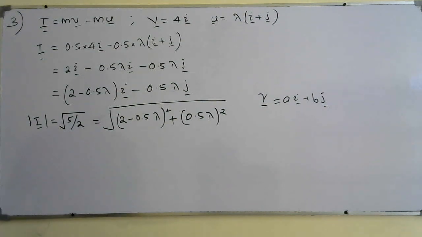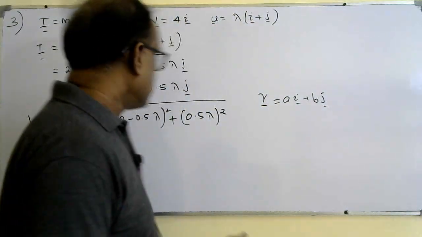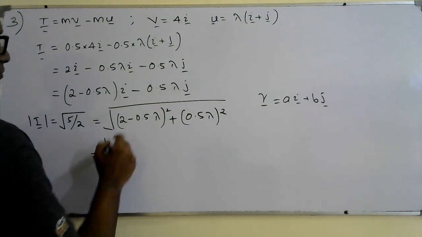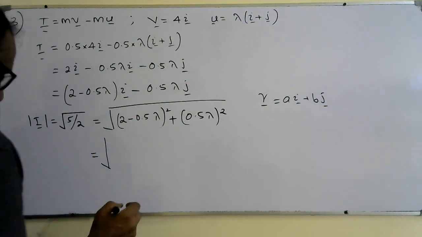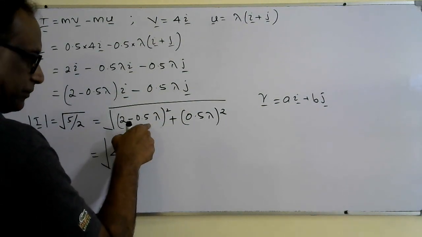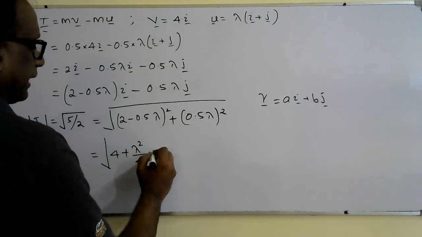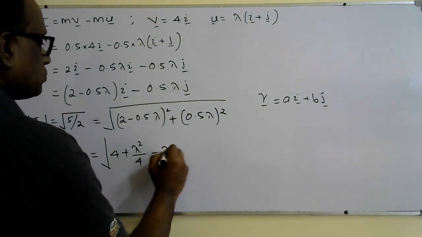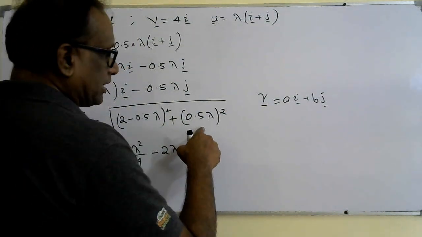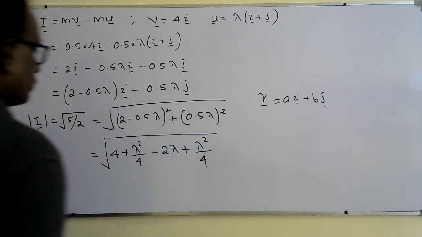Okay, so we'll solve it. 0.5 lambda is easy to handle with fractions, so we can write half lambda. So it's going to be the square root of a minus b all squared, that format. So it's going to be 4 plus, 0.5 means half, so lambda squared by 4, minus 2ab, which is 4 into half, that is 2 lambda, plus half lambda all squared, which is lambda squared by 4.